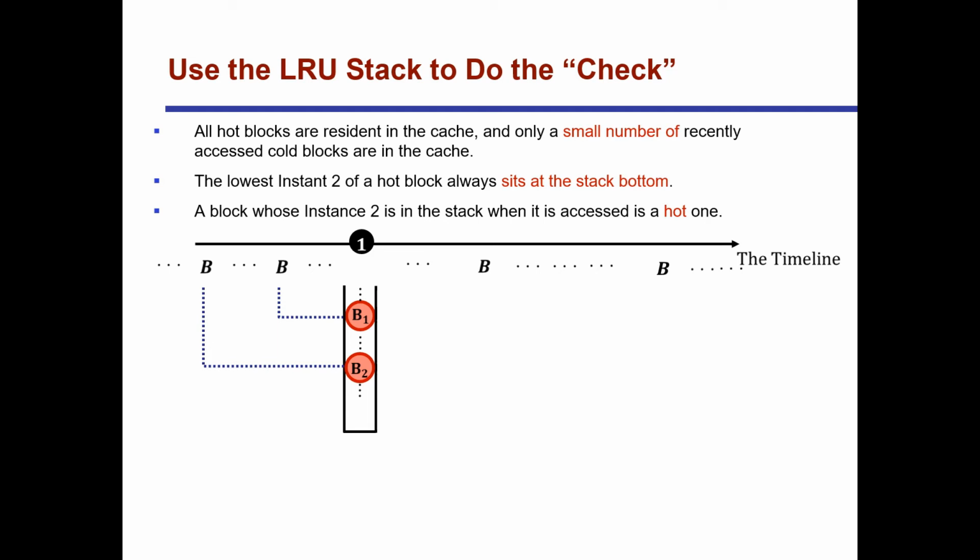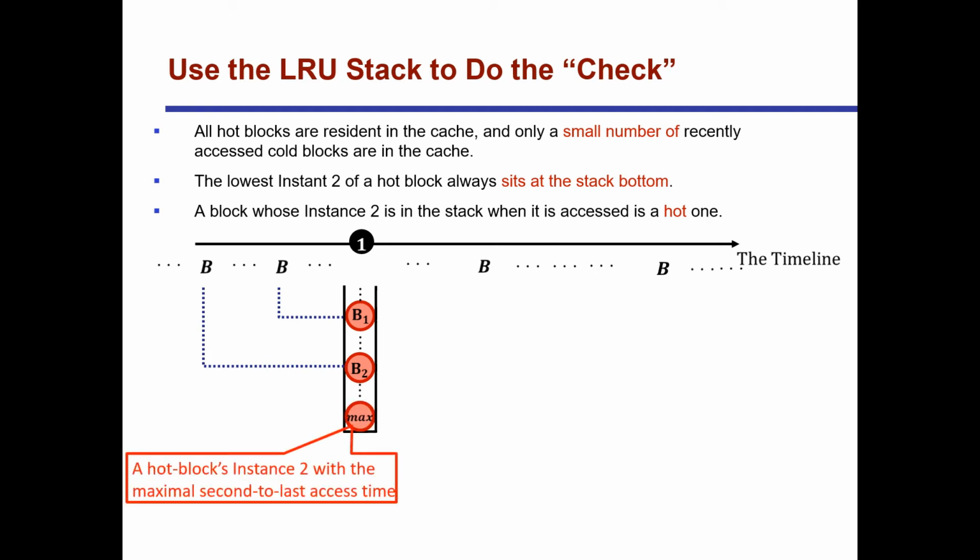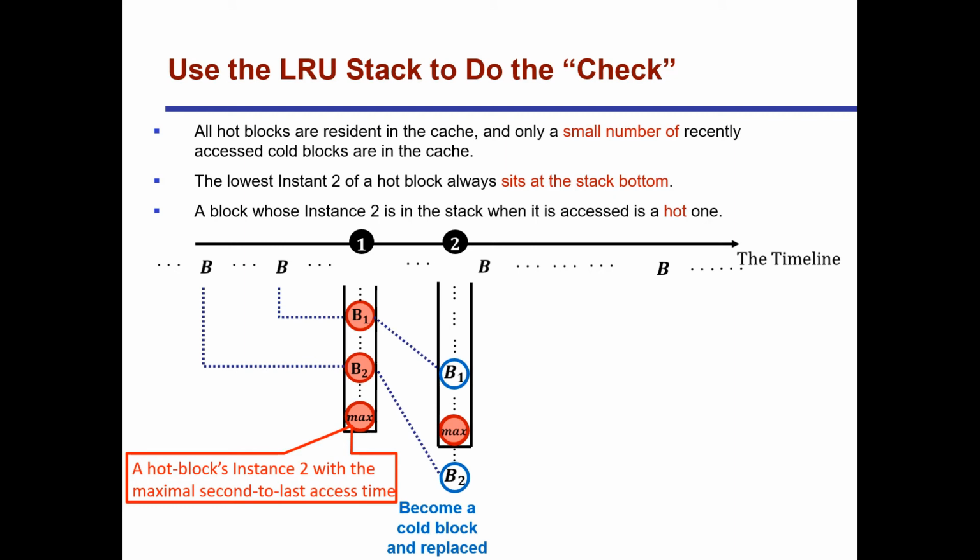And the lowest instance 2 of a hot block is always at the bottom of the stack to serve as a benchmark. A block whose instance 2 is in the stack when it is accessed becomes a hot block because its locality measure is smaller than that of the max block. If the block is not accessed for some time, its B2 is out of the stack. It becomes a cold block and is replaced.